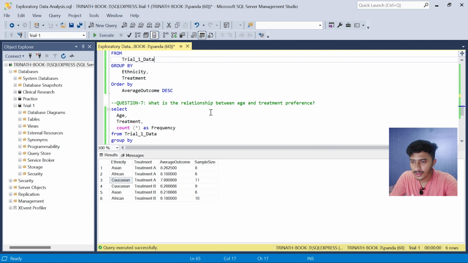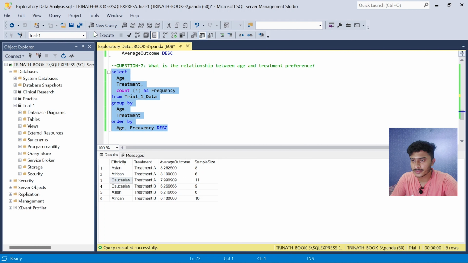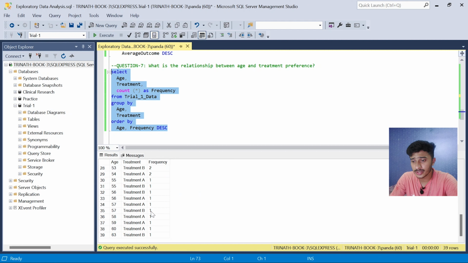So let's move to our seventh question. What is the relationship between age and treatment preferences? What treatment is being preferred for age groups? So let's execute it. Here we can see that there is a very skewed relation between age and treatment preferences. So what I can conclude here is that there is no relation between age and treatment preferences. So it is almost randomly given.